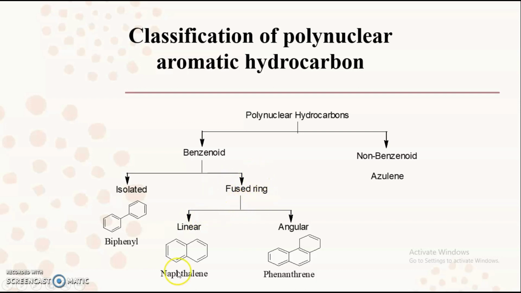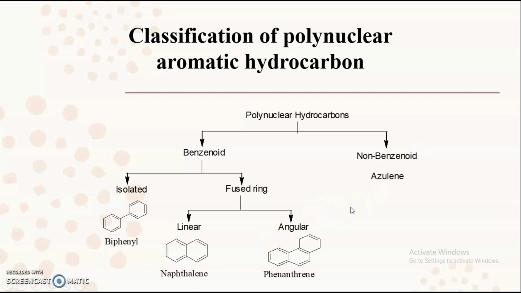Further, fused rings are also of two types, linear and angular, where here you can see both the benzene rings are fused to each other in a linear way, and here you can see these two rings are in linear way, while this third ring is not linear. That's why these compounds are known as the angular. Examples of linear compounds are naphthalene, anthracene, and an example of angular polynuclear aromatic hydrocarbon is phenanthrene.